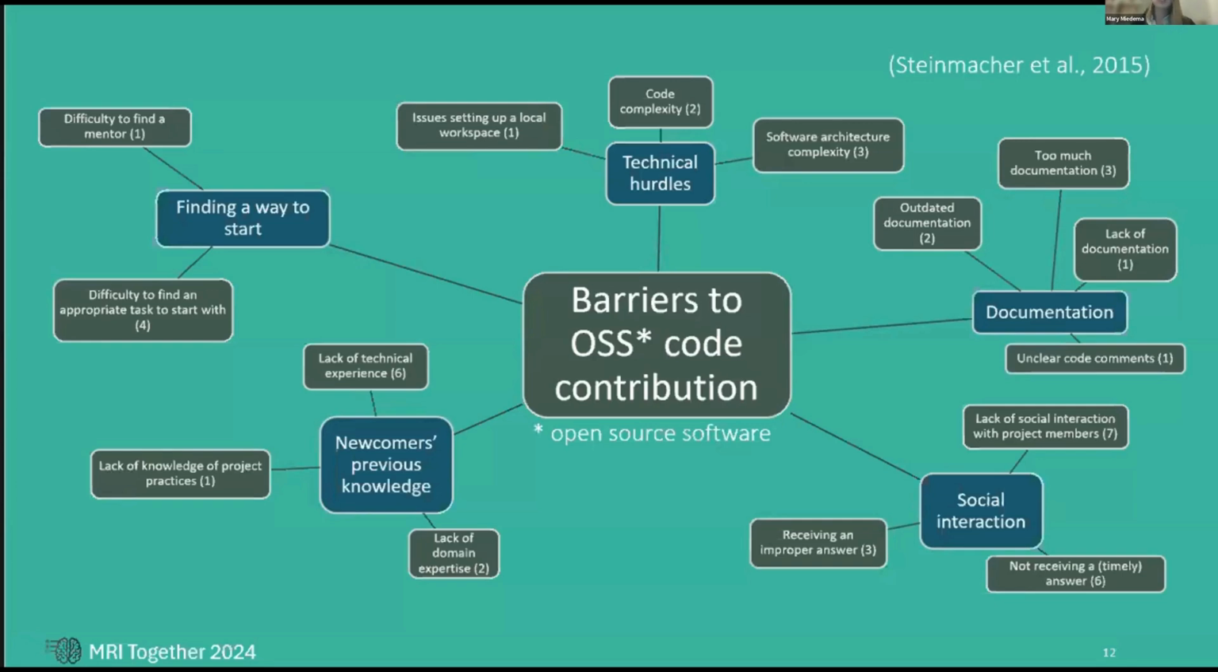So here I'm showing some of the results from a meta-analysis of papers that examined different barriers to open source software contribution, and they gathered them in some different categories, like finding a way to start. Difficulty finding an appropriate task to start with was a really big challenge for some of these softwares. Technical hurdles like code complexity also can play a role. Documentation can be a barrier in numerous ways, whether there's too much documentation, it's outdated, there's not enough documentation, or the documentation and code comments are unclear. Those can all be different barriers.